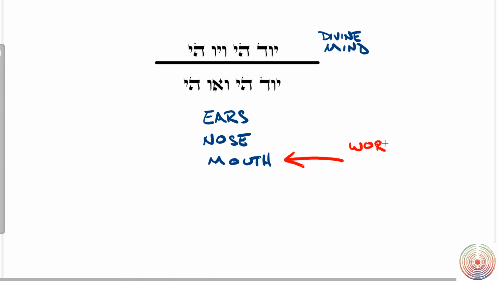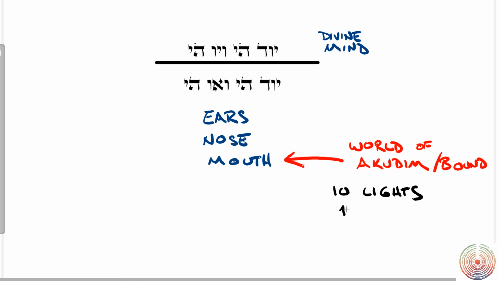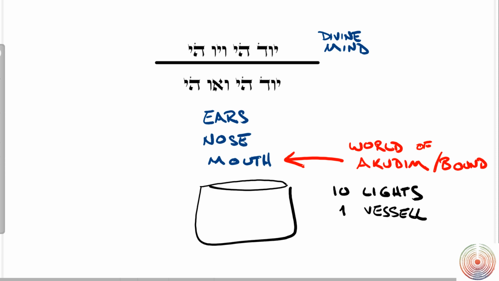The world of Akudim, which means the bound. What does that mean? Akudim means that there are 10 lights, one vessel. 10 lights, one vessel. So imagine there's one vessel, and there are 10 lights that are emanating into that vessel.